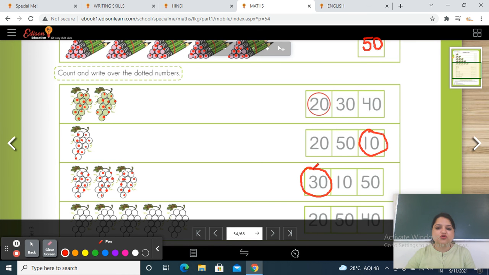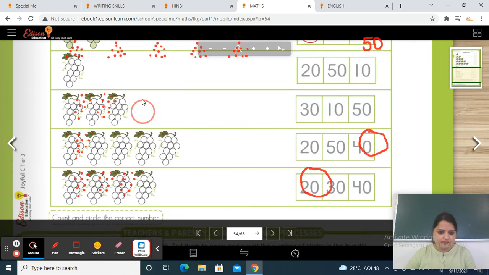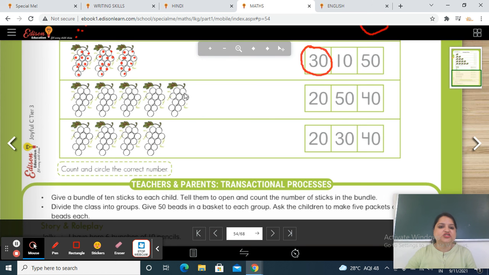So you have to circle over number 30. Okay, now how many bunches are here? Yes, count them: 1, 2, 3, 4, 5. Here are 5 bunches. Now count the grapes: 1, 2, 3, 4, 5, 6, 7, 8, 9, 10, after 10, 11, 12, 13, 14, 15, 16, 17, 18, 19 and 20, after 20, 21, 22, 23, 24, 25, 26, 27, 28, 29 and 30.